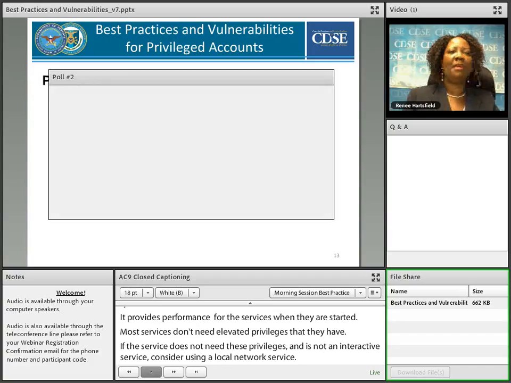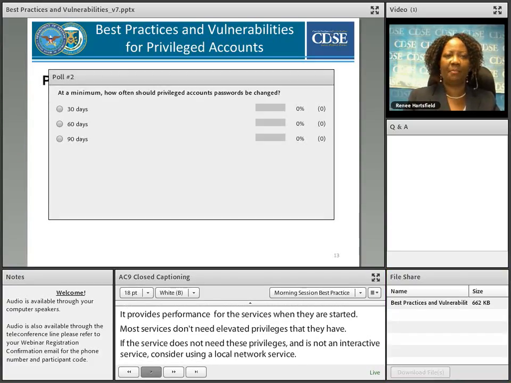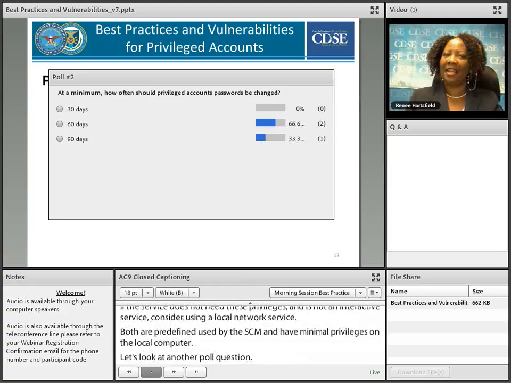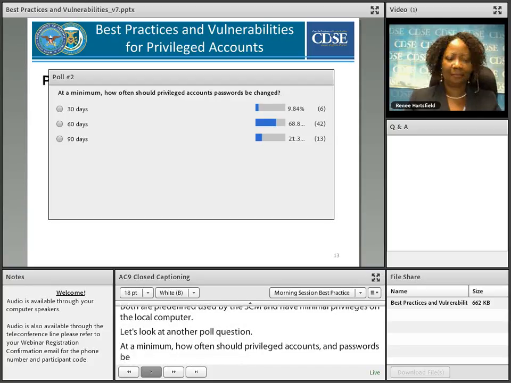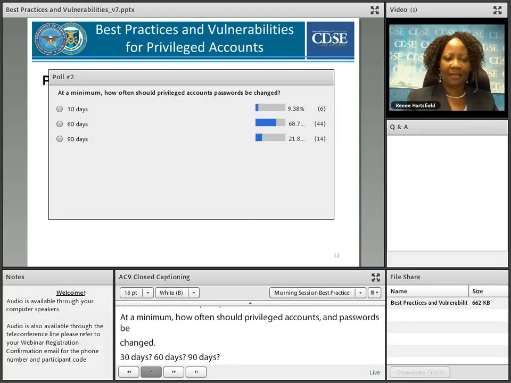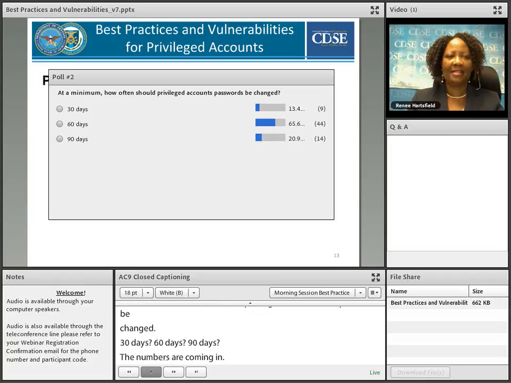At a minimum, how often should privileged account passwords be changed? Should it be 30 days, 60 days, 90 days? Okay, the numbers are coming in. I see some for 30 days, 60 days, 90 days. Good, good. I see the majority of you have it exactly right, 60 days.